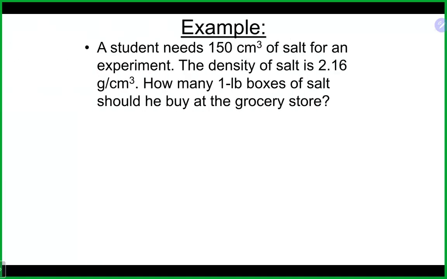Let's take a look at one more example here. A student needs 150 cubic centimeters of salt for an experiment. The density of the salt is 2.16 grams per cubic centimeter. We want to know how many 1 pound boxes of salt should they bring to class. 1 pound is 453.6 grams, which you should know. So take a few moments, calculate it, and see how many 1 pound boxes we're looking for here. Okay, so let's take a look. Obviously we can pull out the information here. 150 cubic centimeters is a volume.